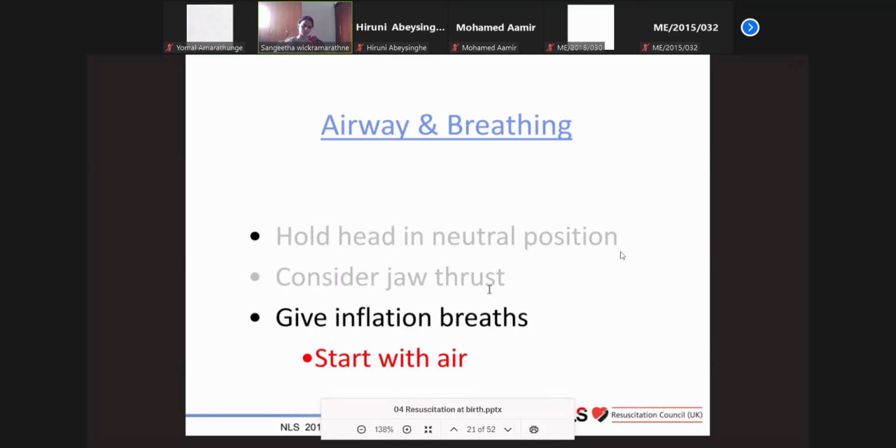Again, after giving jaw thrust, you can reassess the baby and see color, tone, breathing and heart rate. Right? Following that, if they are not improving only, you have to go for inflation breaths. The inflation breaths you have to give with the bag and mask. So correct size mask, how to select it, you should know. And the bag we have already checked, and how to connect it, and how to give the bag and mask ventilation, you should know. And always in term babies, you have to start with air. Preterm babies, you might start with 30% FiO2, but term babies always with air.